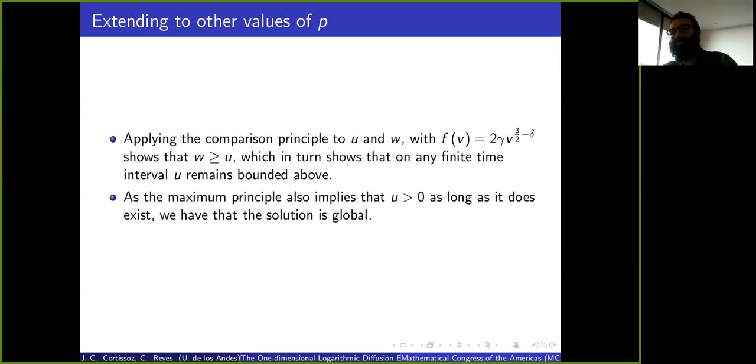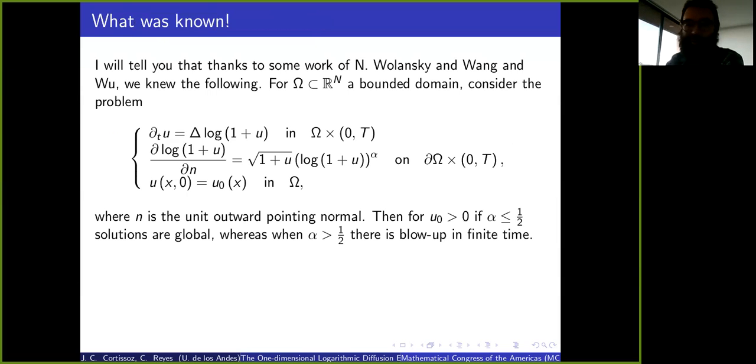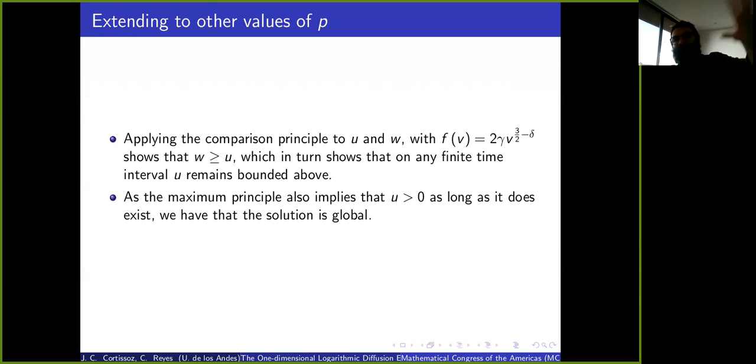I don't wanna bore you with that. But okay, so as you see, I started this talk throwing theorems at you. Okay, we have the logarithmic diffusion equation, and this is what we proved. And you say, oh my God, this guy does not even acknowledge other people's work. Well, because I wanted to leave it for the ending, okay?